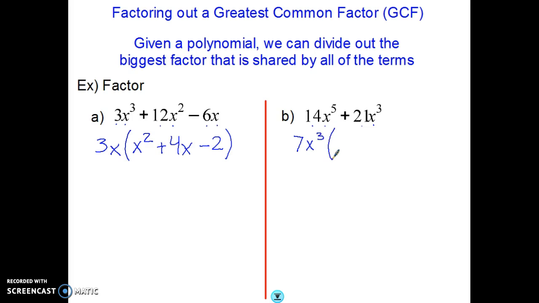Now, when I divide that out, that leaves me behind with 2x squared. And when you divide it out of the other term, it leaves us behind with 3, and no x is left behind because we factored all of them out.